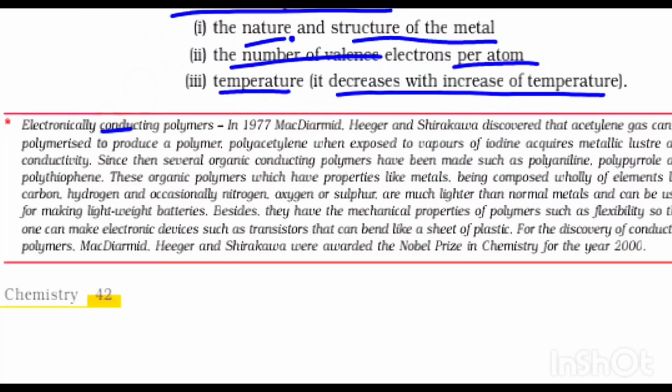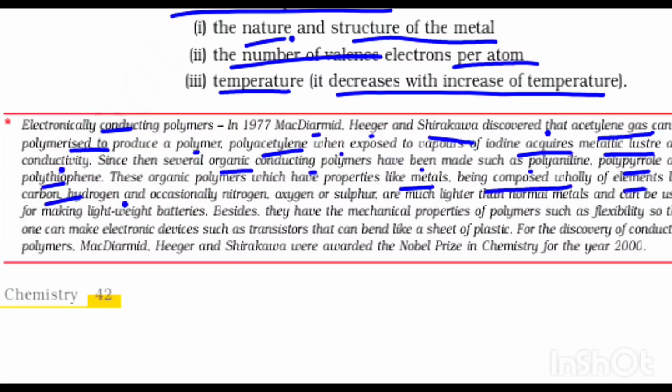Conducting polymers. In 1977, MacDiarmid, Heeger, and Shirakawa discovered that acetylene gas can be polymerized to produce a polymer, polyacetylene, which, when exposed to vapor of iodine, acquires metallic luster and conductivity. Since then, several organic conducting polymers have been made, such as polyaniline, polypyrrole, and polythiophene. These organic polymers, which have properties like metals, being composed of elements like carbon, hydrogen, and occasionally nitrogen, oxygen, and sulfur, are much lighter than normal metals and can be used for making lightweight batteries.